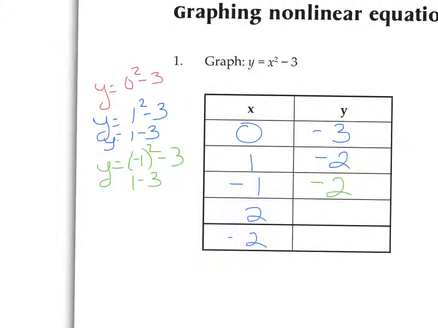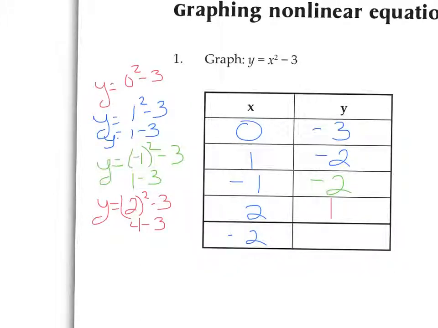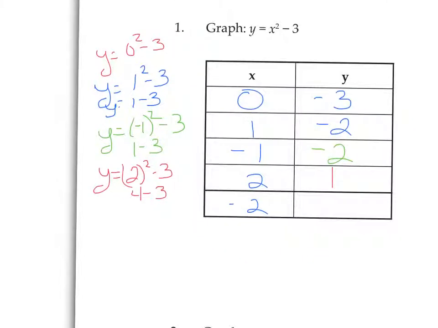Then I'm going to substitute in positive 2. So y equals 2 squared minus 3, or 4 minus 3, which is 1. And y equals negative 2. So negative 2 squared minus 3, which is 4 minus 3, which is 1. And now we have 5 ordered pairs that we can put on our graph.